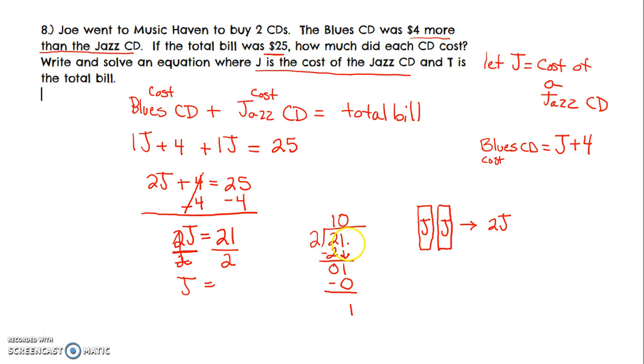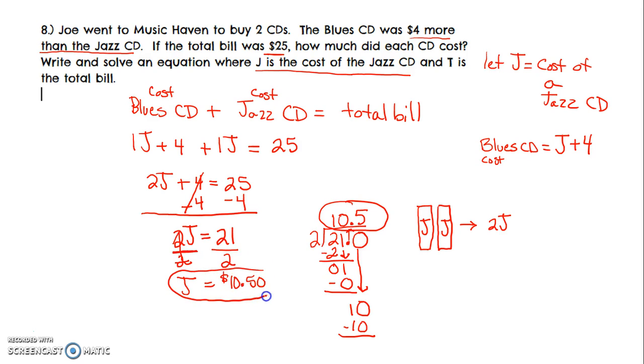So after this 21, there is a decimal point. I need to go ahead and drag that right up. Then on the inside of the box, I can add zeros after that decimal point. It won't change the value. And I needed to do that in order to drag that 0 down. Now I can say 2 goes into 10 5 times. 5 times 2 is 10. But this is money. You'd never walk up to the cash register and say, oh, okay, that will be $10.5. No, they'd say that will be $10.50. So the cost of the jazz CD is $10.50.